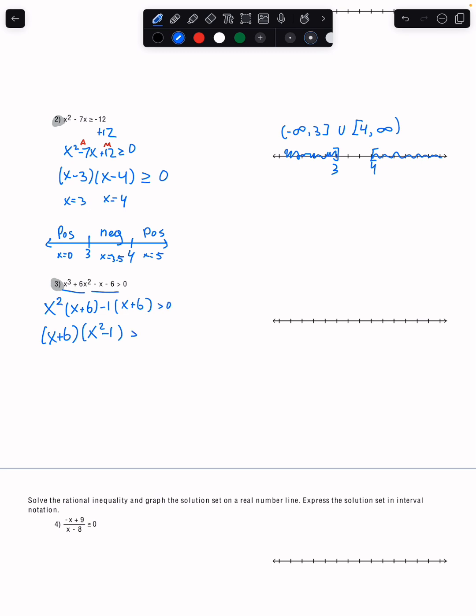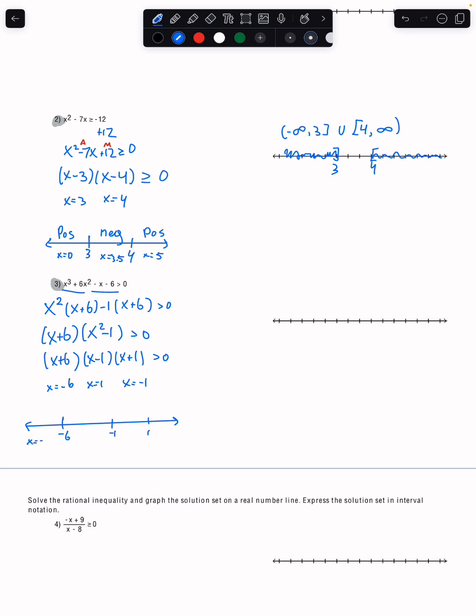These are all just greater than 0. Then this x squared minus 1, we can actually split into x minus 1, x plus 1. Now we can see x is negative 6, x is 1, x is negative 1. We'll test some values around them again: negative 6 here, negative 1 here, 1 here.